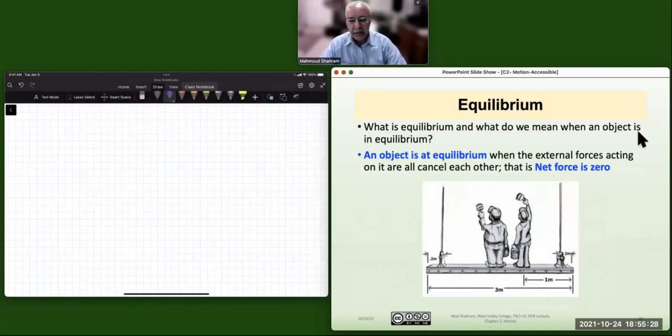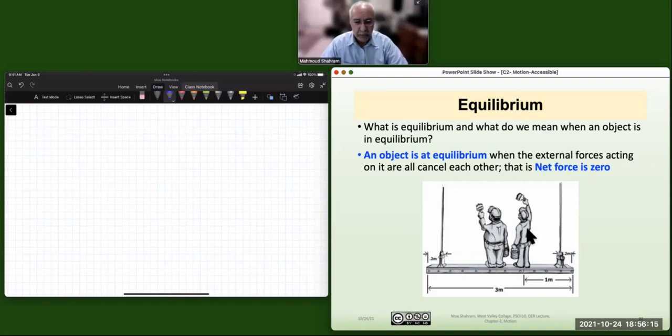Another concept that we're going to talk about is equilibrium. What do we mean by equilibrium? Objects under the influence of forces can be in a state of equilibrium, even though there are forces acting on those objects. For example, looking at these painters on a scaffold, they are tied with two ropes on the roof, and they're standing on the scaffold.